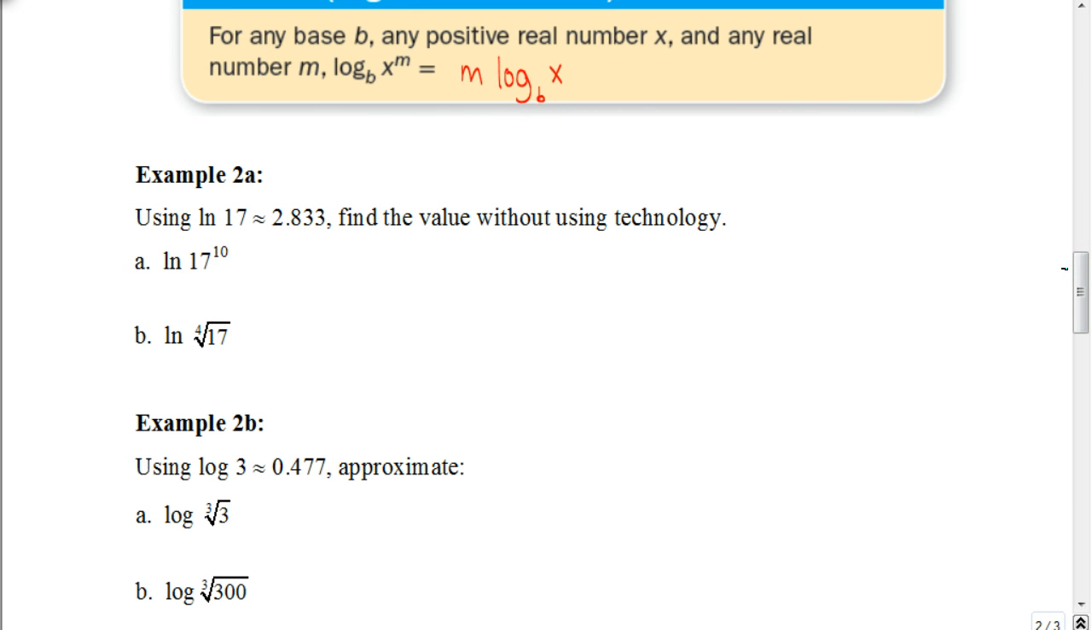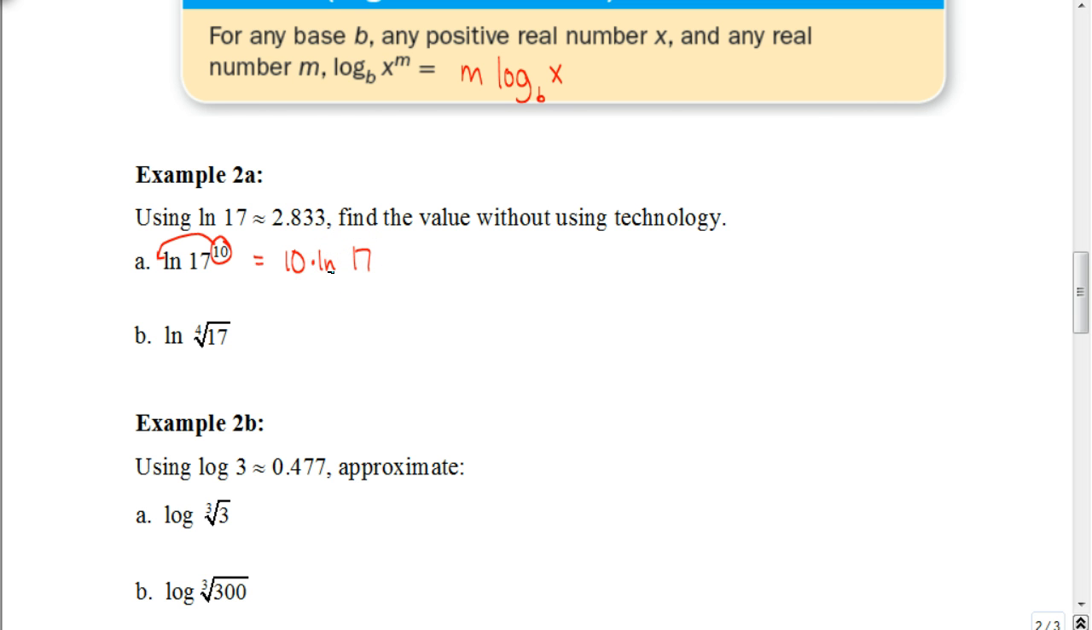So let's look at some examples where we're going to use this property. So again, this time we know that the natural log of 17 is 2.833. We want to find what this would be without using any technology. Well, this 10, that's an exponent. We can park that in front of the natural logarithm. So this would be the same as 10 times the natural log of 17.